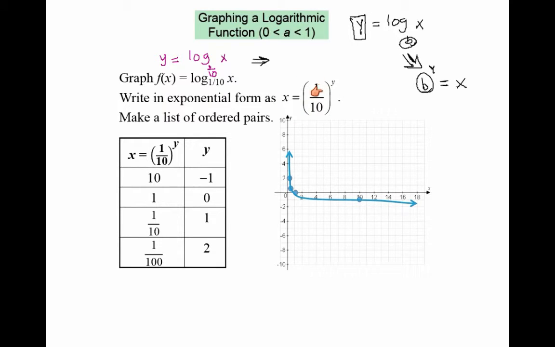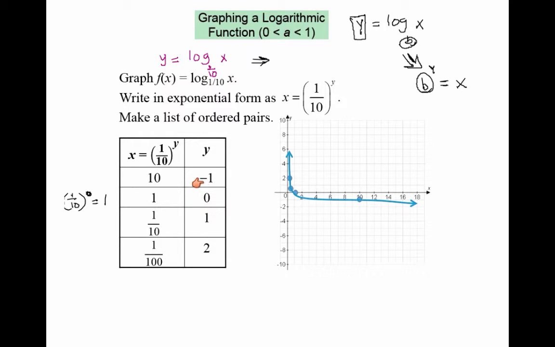Make a list of ordered pairs. Let y be equal to 0. Anything to the power of 0 is equal to 1. If y is equal to 0, here my x would be equal to 1 over 10 to the power of 0, which is equal to 1. Anything to the power of 0 is equal to 1.